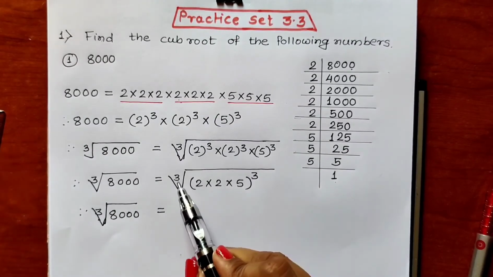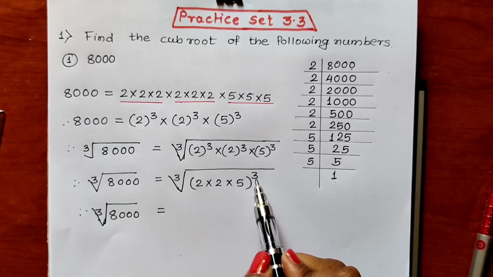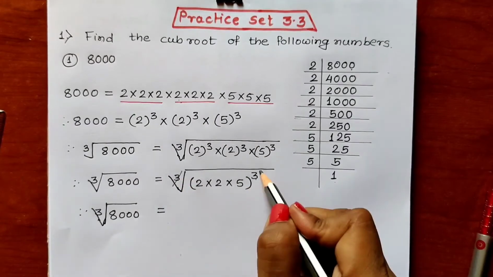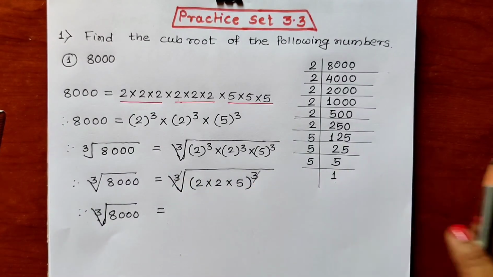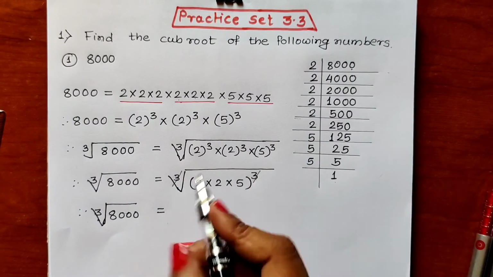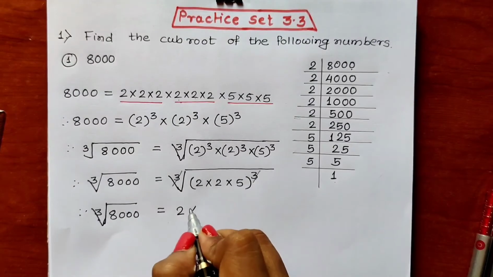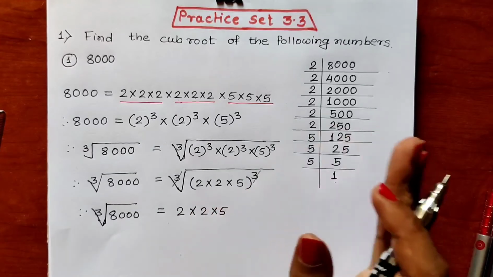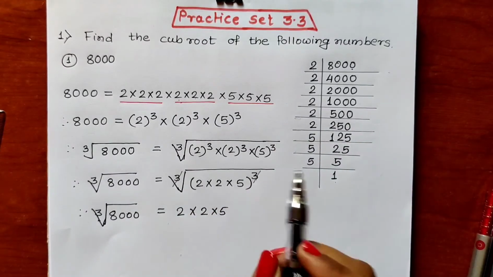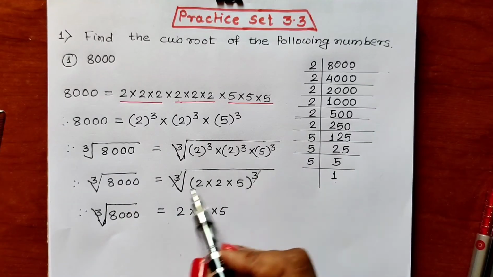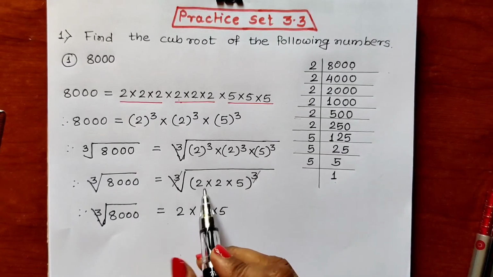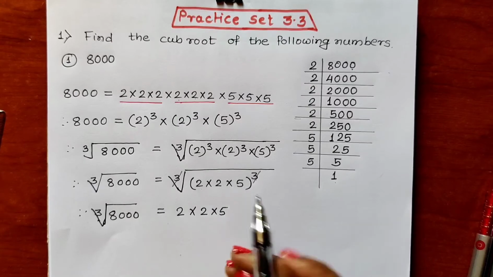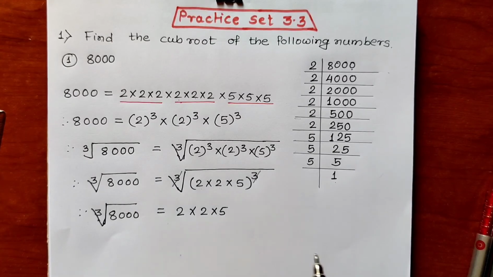Now see children, here cube root is there and here cube is there. Cube root and cube will cancel each other, and what is remaining now? Remaining is 2 into 2 into 5. This cube root symbol we have to remove because it is cancelled by cube, and we write the numbers inside this symbol. The numbers are 2 into 2 into 5. So now we can write the answer.